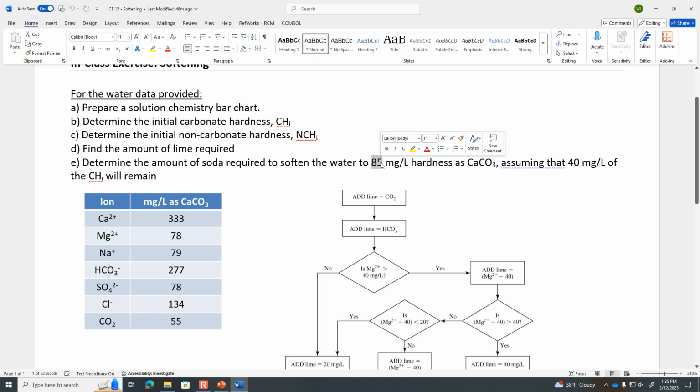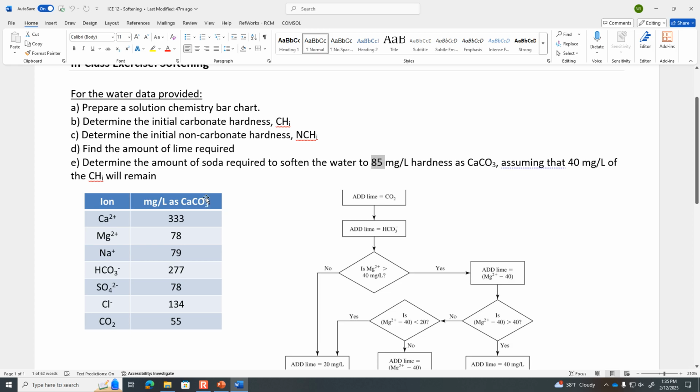We're not trying to get the water to like 0 milligrams per liter of hardness. We just want to get it down into the range that people would consider aesthetically comfortable, pleasing. You know, like right now, how much hardness is there? There's 333 plus 78. So we're into the 400 milligram per liter range, which would be considered very hard. And we'd like to take it down to below 100. So 85 is our target.